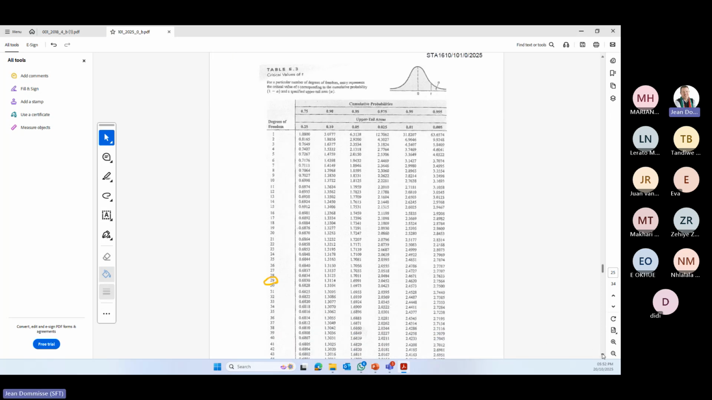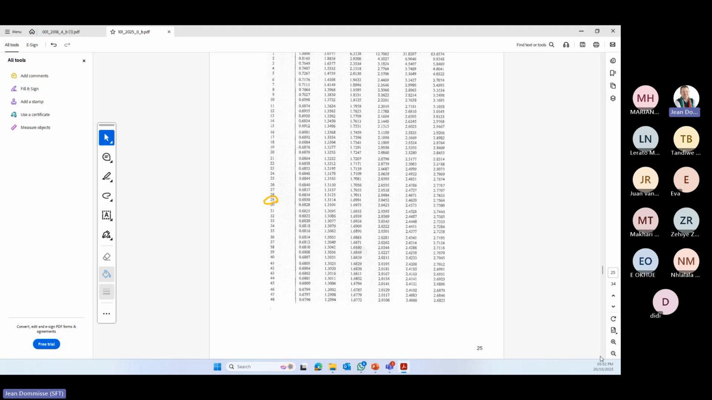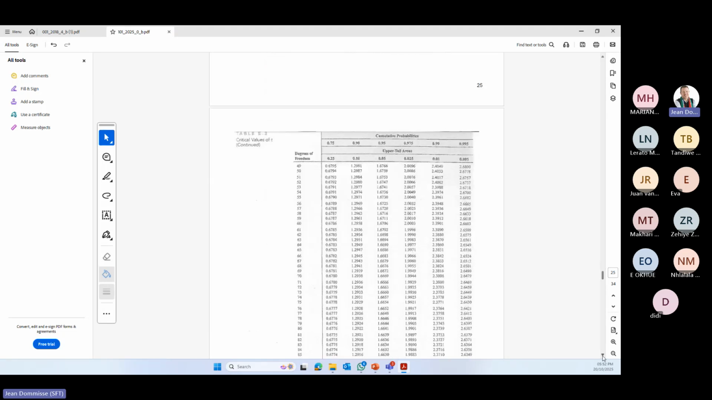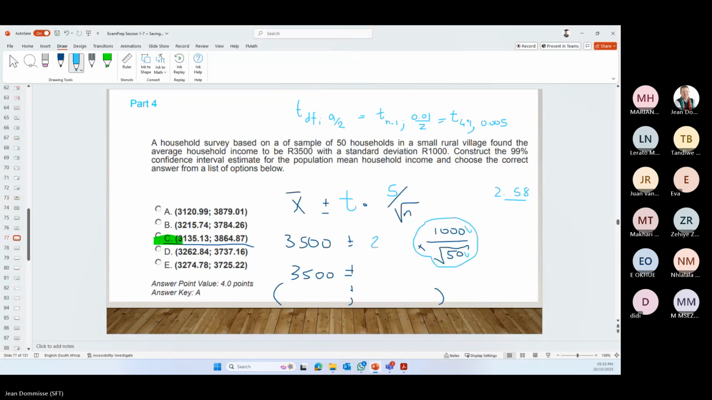Okay, so let's see how big a difference that makes. There's degrees of freedom 49. Okay, it's just on the next page. So there we have 49 and 0.005. So we're going to work with 2.68. Sure, just a bit. So it's not even that big a difference. 2.58, 2.68.